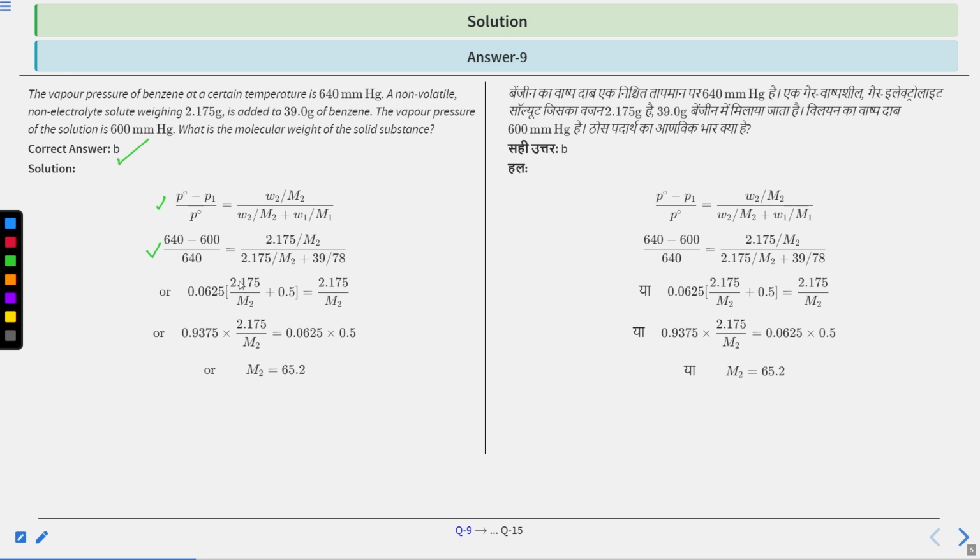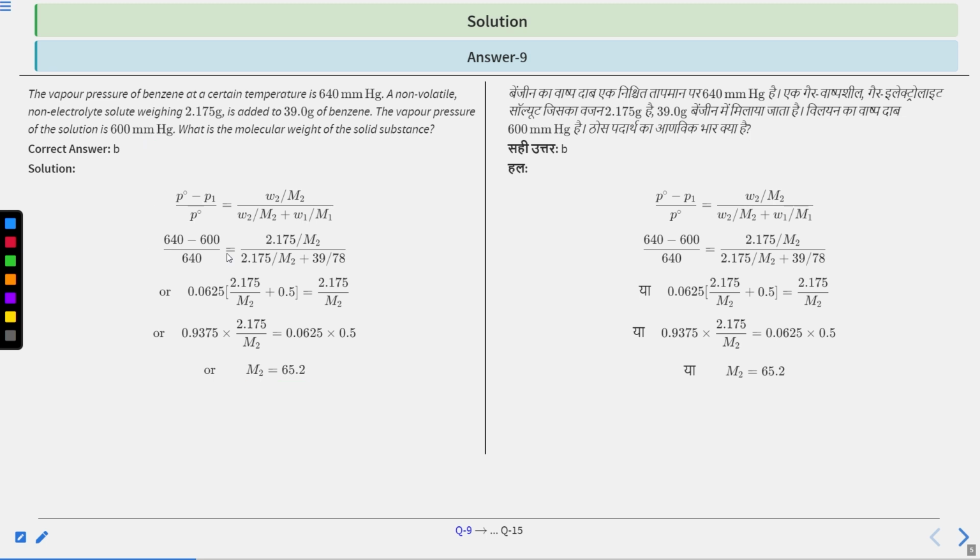0.0625 into (2.175 divided by M2 plus 0.5) is equal to 2.175 divided by M2. On equating and solving these terms, we have M2 equals 65.2. So the molecular weight of the solid substance is coming out as 65.2. Hence, our correct option is option B.